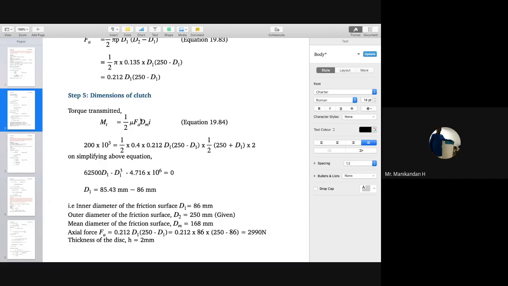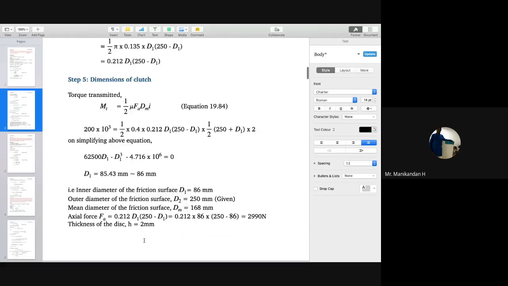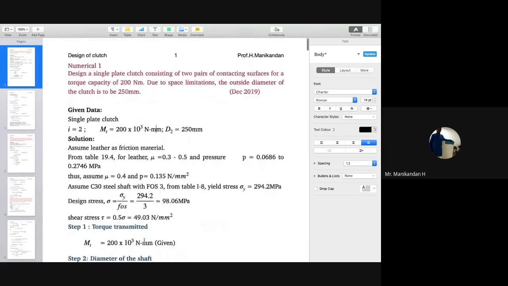Substitute the d1 value in the mean diameter and find the mean diameter value. 168 mm I got. Axial force also I got as 2990 Newton, and the thickness of the disc is assumed anywhere between 1 to 2. So I'll assume it as 1 to 3 actually. I'll assume it as 2 mm. So with that the design problem is completed. So any doubt?